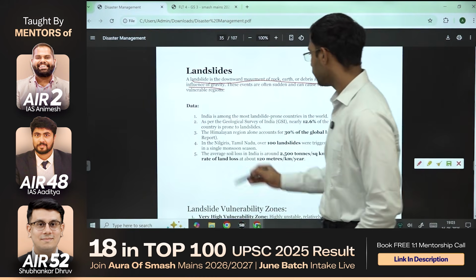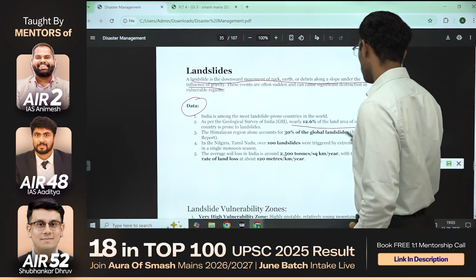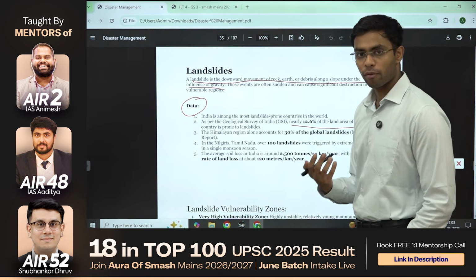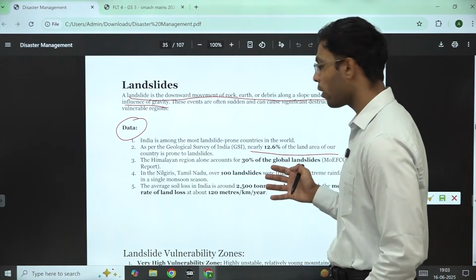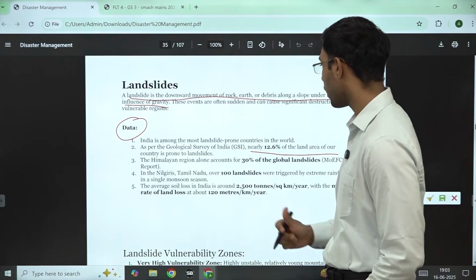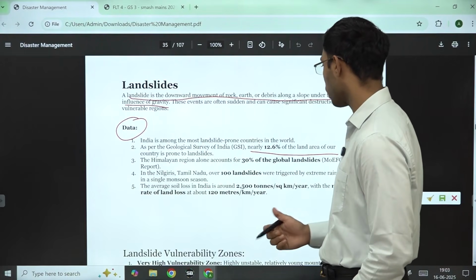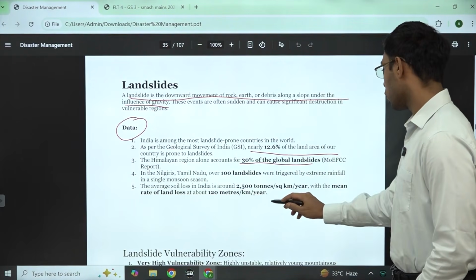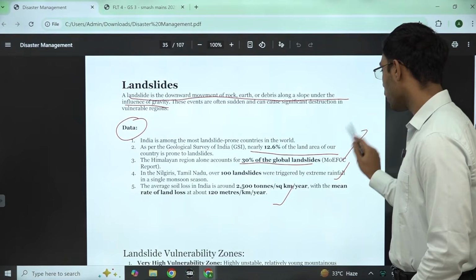Then you'll prepare a data. Now, this kind of data is very good. 12.6% of land area is prone to landslides. It gives you the importance of landslide mitigation because a lot of our country's area is under the influence of that, is prone to landslides. So we must be ready for it. Himalayan region accounts for 30% of global landslides, right? So this kind of data fact is very helpful in enriching your answer.